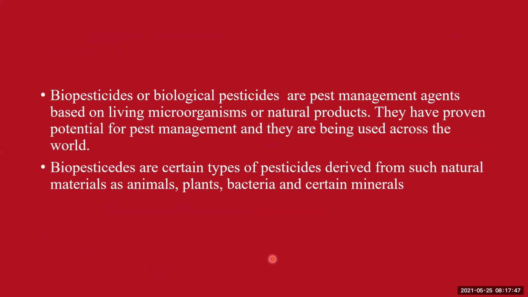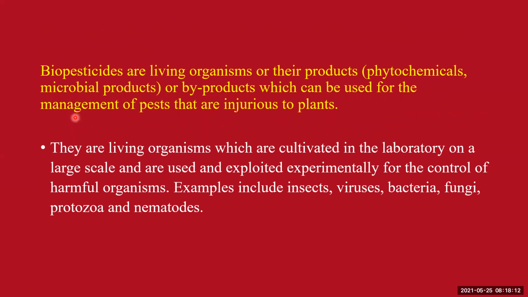So biopesticides or biological pesticides are pest management agents based on living organisms or natural products, and they have proven their potential as pest management agents across the world. Biopesticides are certain kinds of pesticides which are derived from natural materials like animal, plant, bacteria, and certain minerals. So if you want to define biopesticides: living organisms or their products, phytochemical products or microbial products, or the byproducts which can be used for management of pests that are injurious to plant.